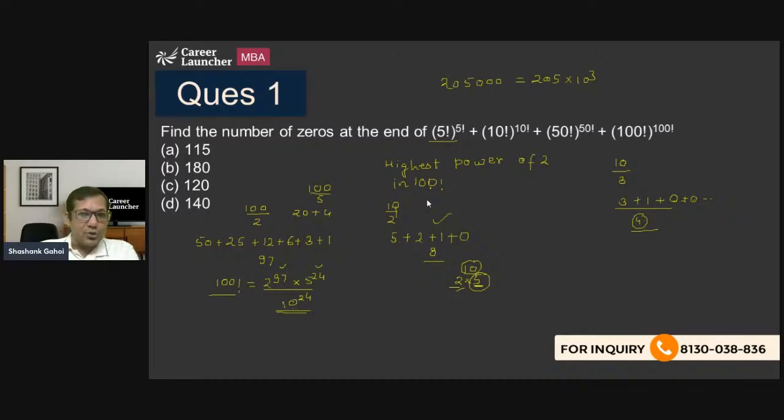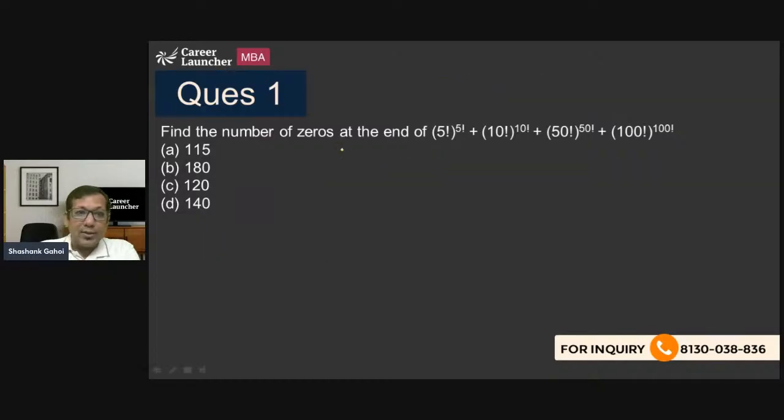So now this question says the number of zeros at the end of this number. It means the question is saying what is the highest power of 10 that this number has. Now, I'm going to calculate the power of 5 in 5 factorial. So 5 by 5 comes out to be 1, then 1 by 5 is going to be 0. So 5 factorial contains 1 power of 5.